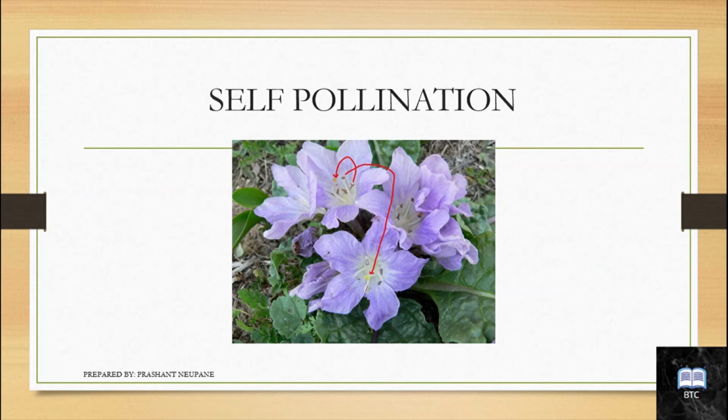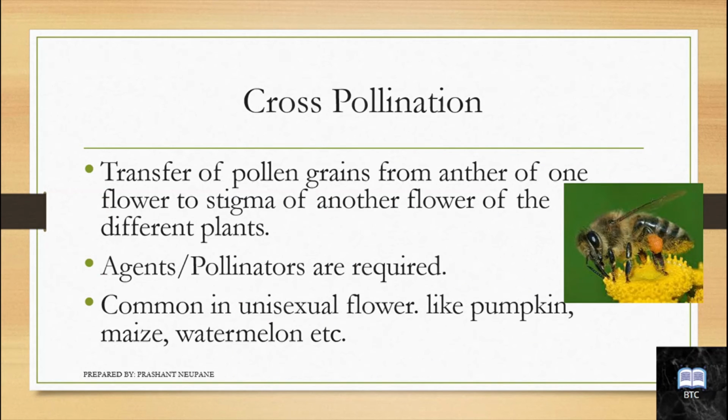Similarly, talking about cross-pollination, it is the transfer of pollen grains from the anther of one flower to the stigma of another flower of different plants. So in this case, there is the requirement of the pollinators or the agents. For example, the insects, the birds, the animals, the human beings, also the wind or the water, and so on. So they can act as the pollinators. It's common in case of unisexual flowers like pumpkin, maize, and watermelon. But yes, it is also possible in the bisexual flower. So it all depends upon the availability of the pollinators.